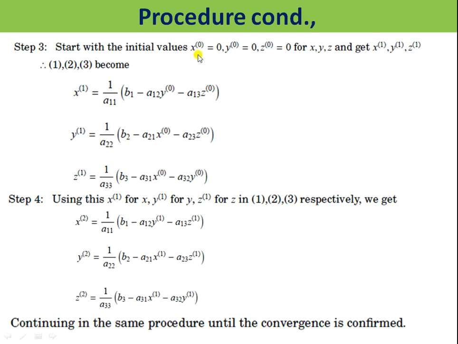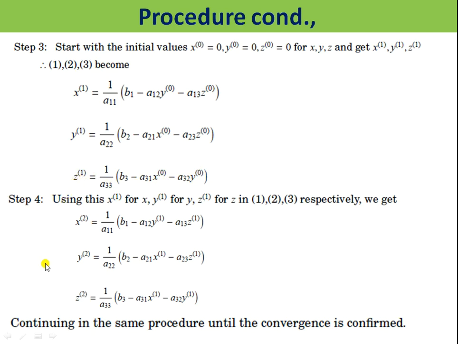Third one, we start with the initial values x power 0 equal to 0, y power 0 equal to 0 and z power 0 equal to 0 for x, y, z. Through that we will get x power 1, y power 1, z power 1. Actually, here I would like to tell one important point. What is the major difference between the Gauss-Seidel method and the Gauss-Jacobi method? These are both iterative methods, isn't it? So here, for finding the x power 1 value, we take y and z as 0. For finding the y power 1 value, we take x and z as 0. For finding the z power 1 value, we assume x power 0 and y power 0. So this is the major assumption.